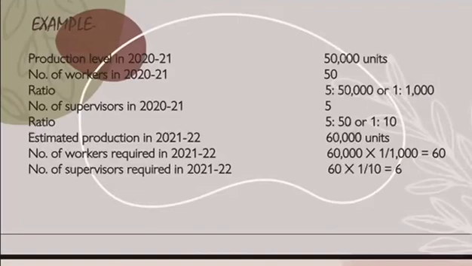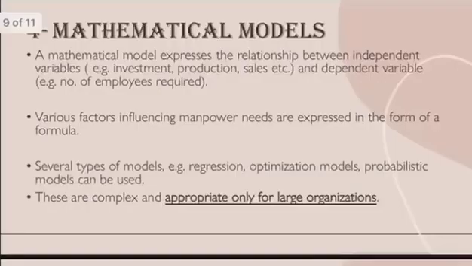Estimated production in the next year, 60,000 units. So number of workers required in 21-22 will be 60,000 multiplied by the workers ratio. Ratio for the workers was 1 is to 1,000, which comes out to be 60. Number of supervisors required: supervisors ratio was 1 is to 10, which multiplied by 60 is equal to 6.